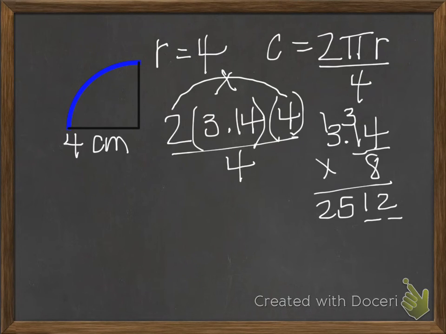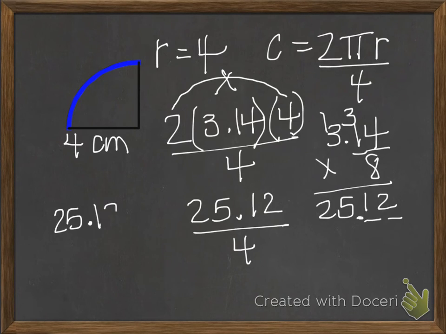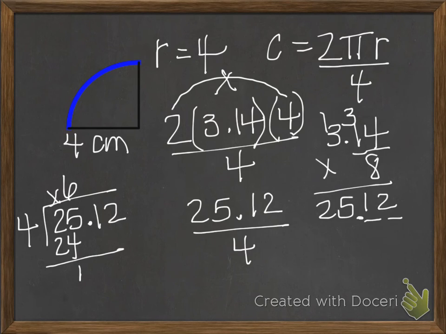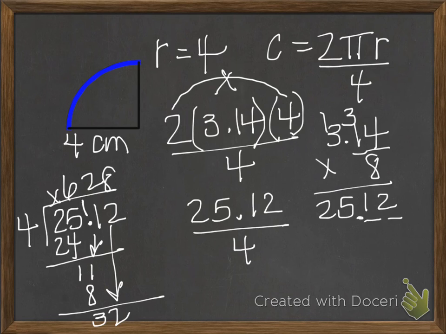Move my decimal twice, so I get 25.12 after I've multiplied them all out. And then to get my final answer for my circumference, I just need to do the last thing of dividing by 4. So if I come over here and do that, 4 can't go into 2, but it goes into 25 6 times. And then that would be 8. And bring my decimal up.